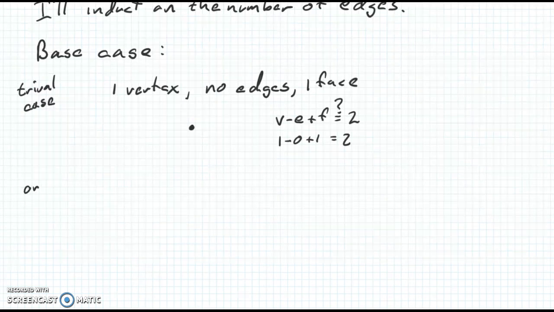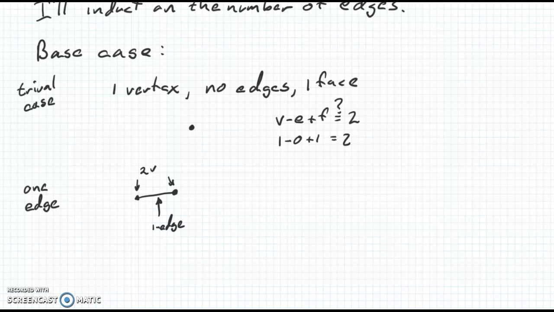Now this is the trivial case. How about one edge? Now I claim there's only one graph with one edge, and it looks like this. It's a single edge with 2 vertices, one edge, and then the face, which is the thing surrounding it, sort of trivially, there's one face. So sort of, I don't know how to indicate the face, but this face is the plane on which it lies.